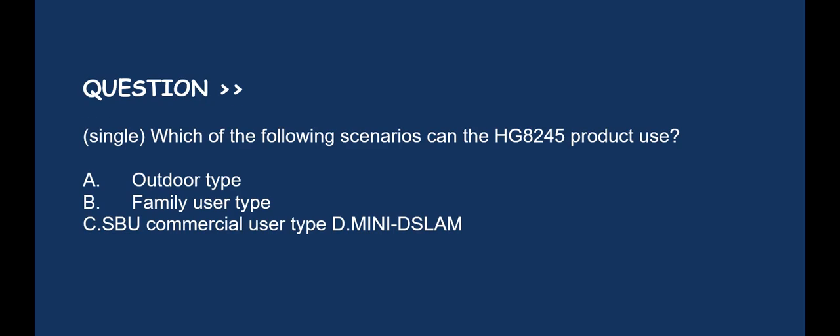The next question is which of the following scenarios can the HG8245 product use? The options are option A outdoor type, option B family user type, option C SBU commercial user type, option D mini DS lamp. This is the test question. All you need to do is to answer it in the comment.